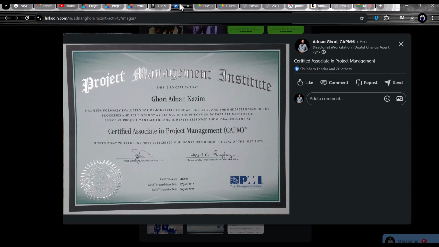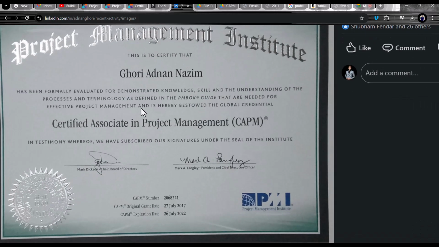Okay, so whatever curriculum they have prepared, they need to upgrade it. So I was doing the 5th edition. Maybe somewhere over here it would be written. Yeah, defined in the PMBOK guide effective.